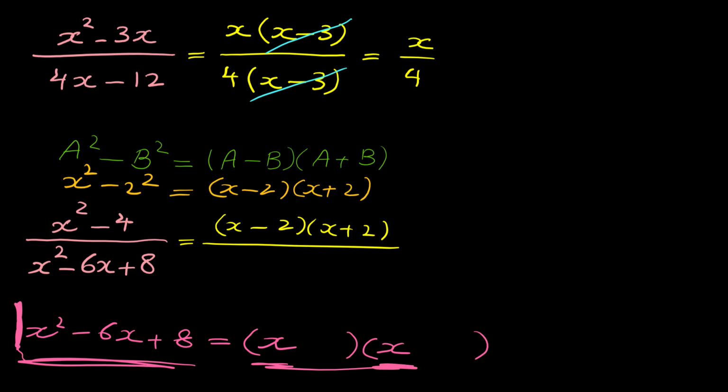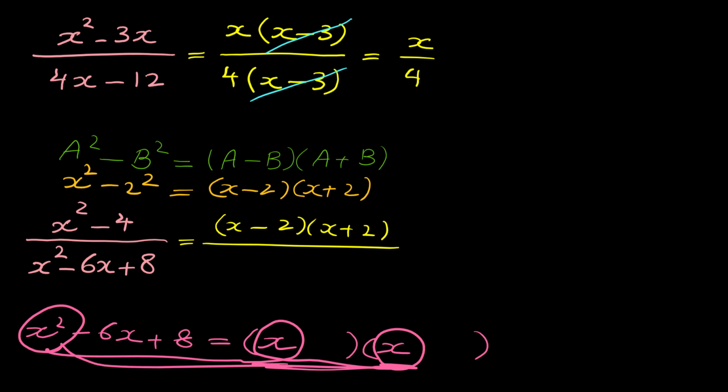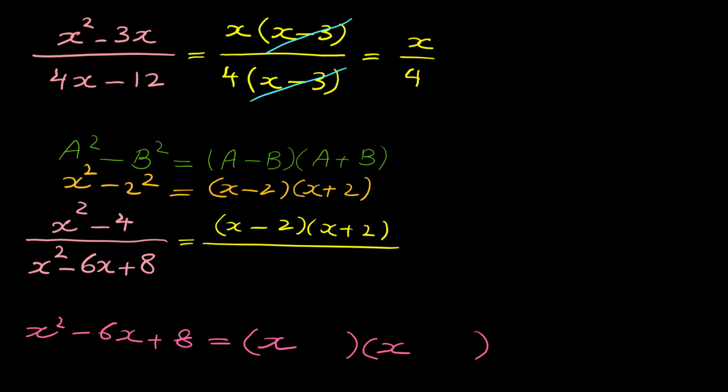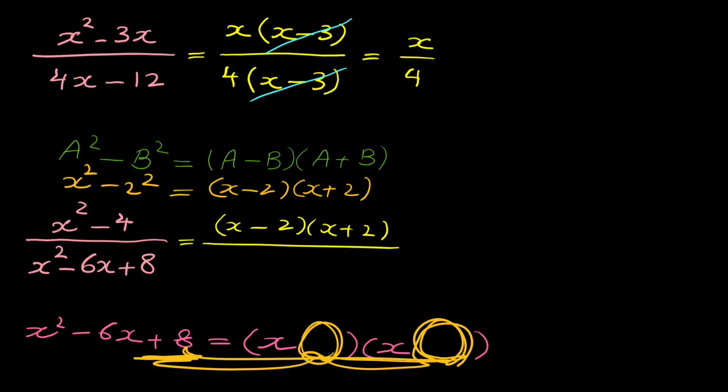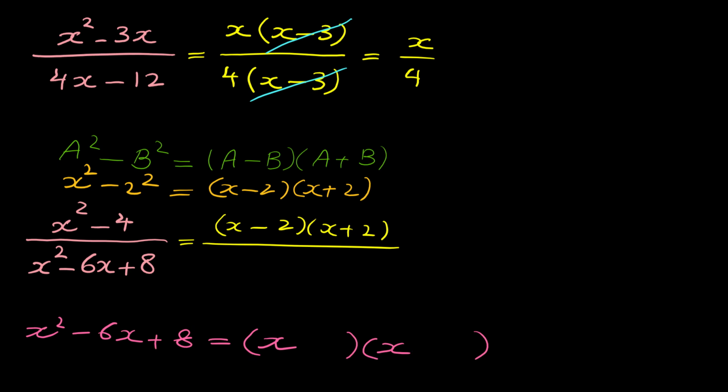Attention, x times x is x to the 2. That's the reason in each bracket we put 1x. Now, we look for two numbers. Please pay attention. We look for two numbers to put here and here, that the product of these numbers is 8. But we have many numbers whose product is 8, like 1 times 8, 2 times 4, negative 2 times negative 4, negative 1 times negative 8. We are looking for two numbers whose product is 8 and whose sum is negative 6.